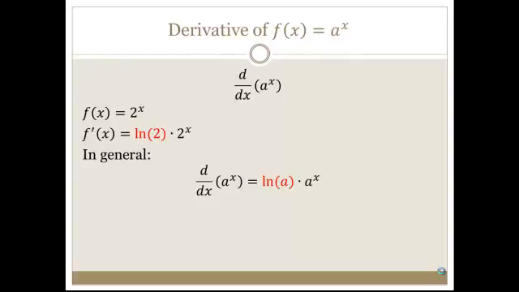It is worth pointing out that if we use a equals e, we find that the derivative of e to the x is the natural log of e times e to the x. But the natural log of e is just 1, so the derivative of e to the x is e to the x, which is one reason why mathematicians like to use base e, because it makes our lives easier once we get to calculus.